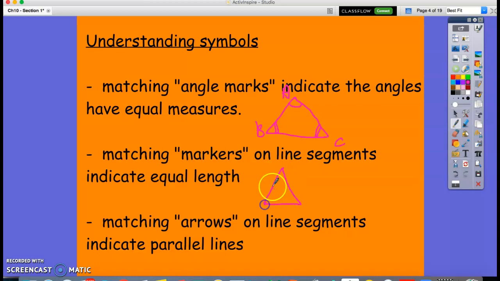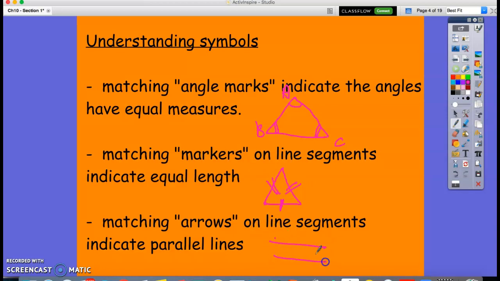So another thing, if we have this, it means these two sides are equal, and this side is different. There is only one arrow here, right? One line, right? And matching arrows.